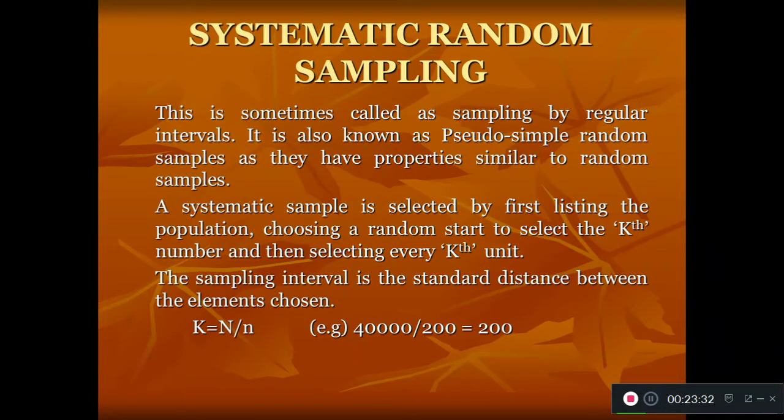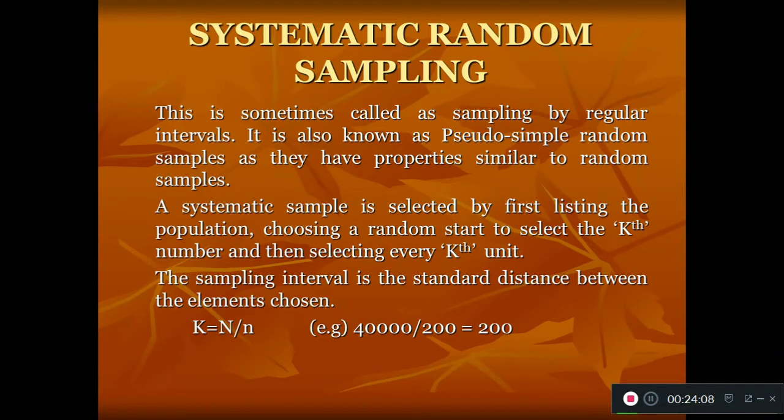in my study. For example, in a village or in a city, 40,000 people are living. From those 40,000 people, I want to take 200 people for my study. So I cannot go and do the simple random sampling technique, as it takes more time. So I select the systematic random sampling method and apply this formula. First I should know how many in the population are available and how many I need. So capital N by small n gives the k value.